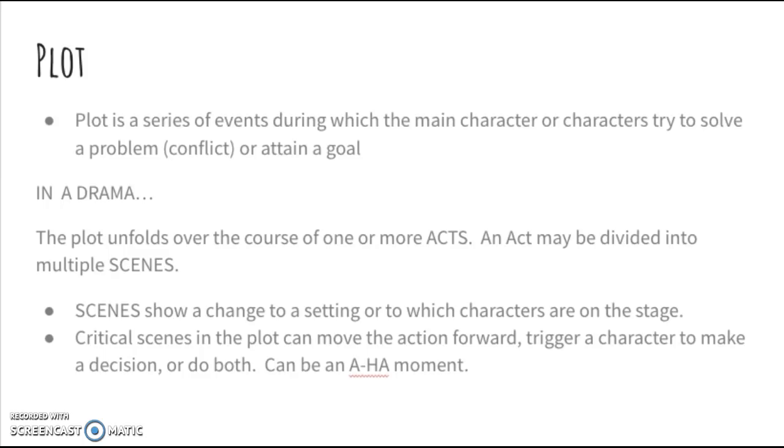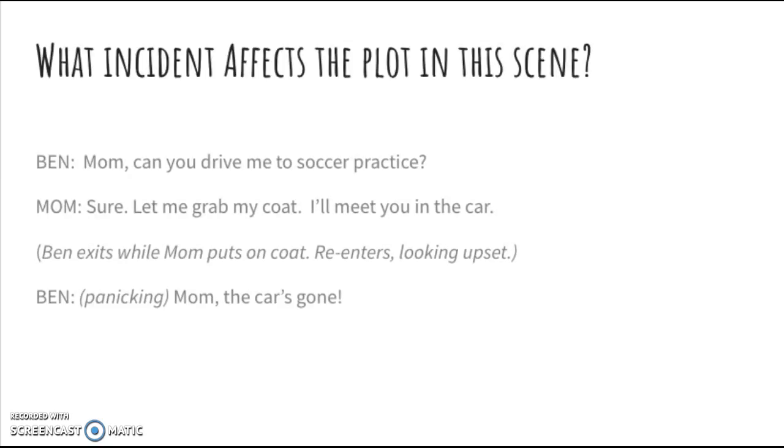And the thing to keep in mind is that the actions, or the events happening in a scene, move the plot forward to the next scene, to the next scene, to the next act. So you take a look at this example. This is what we're going to look at in a second, but this is what dialogue would look like in a drama. And you can see here that both the stage direction and the dialogue impact the plot and move the plot along.